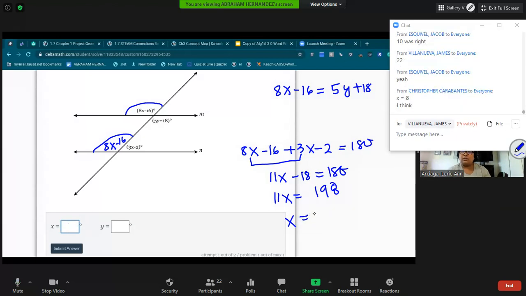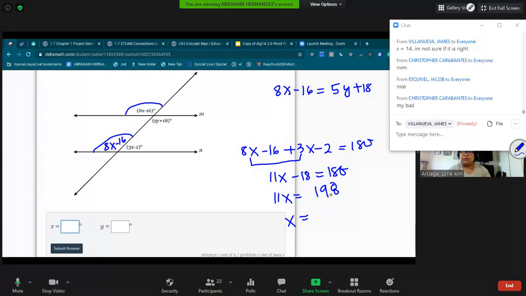8 only? But 11 times 8 is only 88, honey. So you go, oh yeah, 180 plus 18 is 198. So 198 divided by 11. Can somebody verify? James said 14. Okay, so 198, I don't think so. What's 198 divided by 11? 18. Okay. All right.